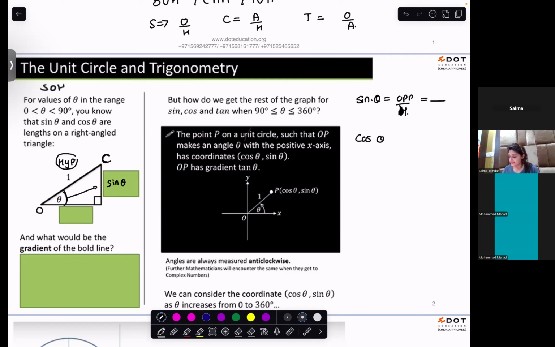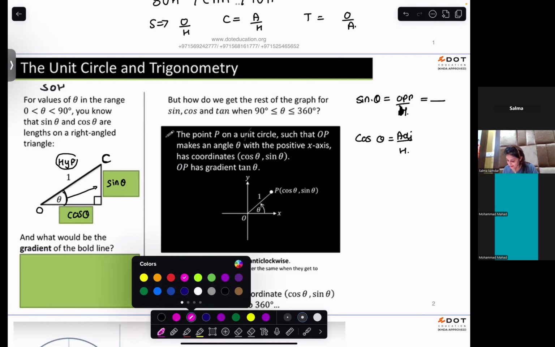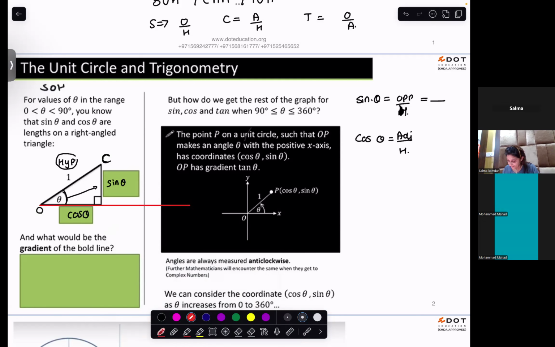Adjacent divided by hypotenuse. So this is my cos theta because the hypotenuse is 1. Say this was my unit circle and I also make it my x-axis and y-axis. Can you tell me which axis this would be? The x-axis. And which axis would this be? The y-axis.